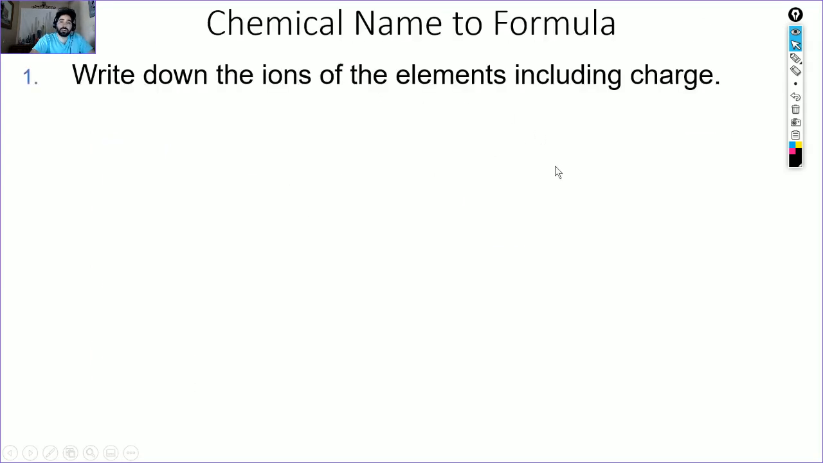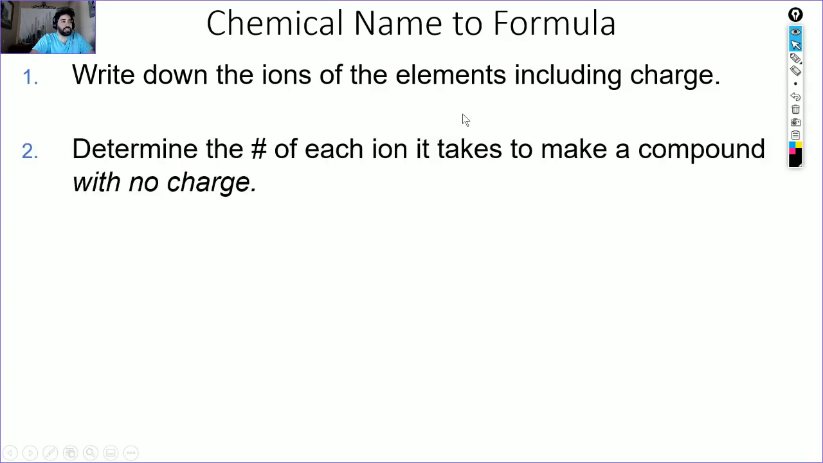Okay, so here's our steps. Step 1, you write down the ions of the elements including their charge. Step 2, you determine the number of each ion it takes to make the compound with no charge. So let me give you an example. You write down the ions of the elements including their charge.